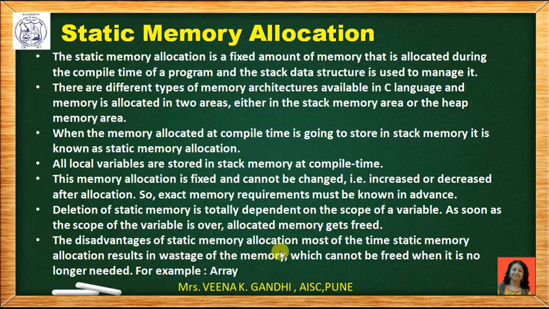The drawback of static memory allocation is that most of the time it results in wastage of memory, which cannot be freed when it is no longer needed. For example, suppose you declare an array int a of 100, and if we store only 10 numbers in the array, then 90 locations will be wasted. So 90 into 2, suppose 2 bytes for int, 180 bytes will be wasted. So in static memory allocation, we allocate a fixed amount of memory. It's fixed bytes we allocate at compile time. We cannot increase it or decrease it.